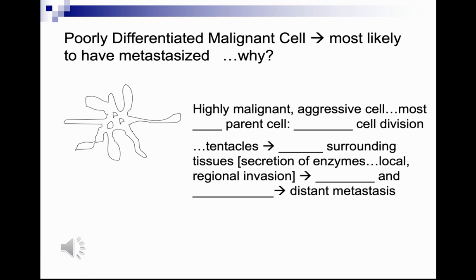Poorly differentiated malignant cells are most likely to have metastasized. And why is that? Highly malignant aggressive cells, such as poorly differentiated grade 4, look most unlike the parent cell. Wildly uncontrolled cell division. Tentacles form and invade surrounding tissues. Secretion of enzymes results in local and regional invasion, and then invasion into the blood vessels and the lymphatics, where there is then distant metastasis.